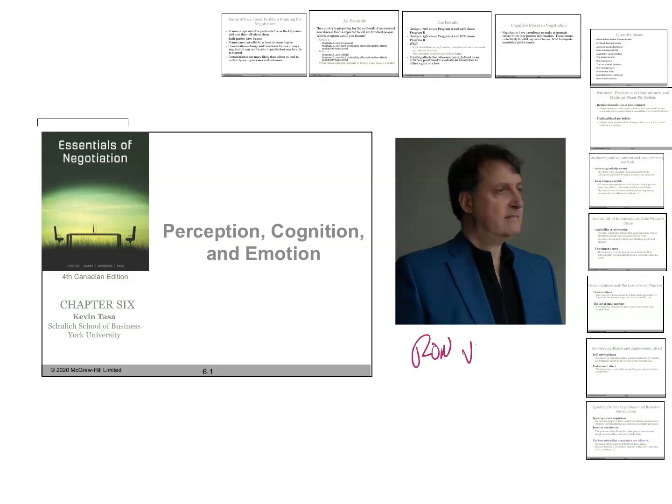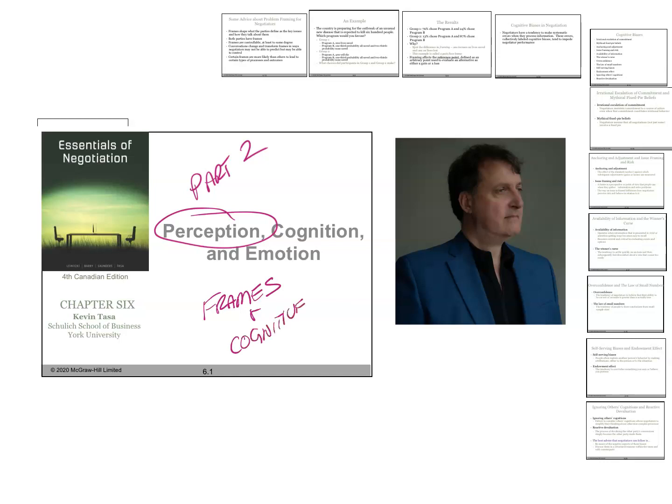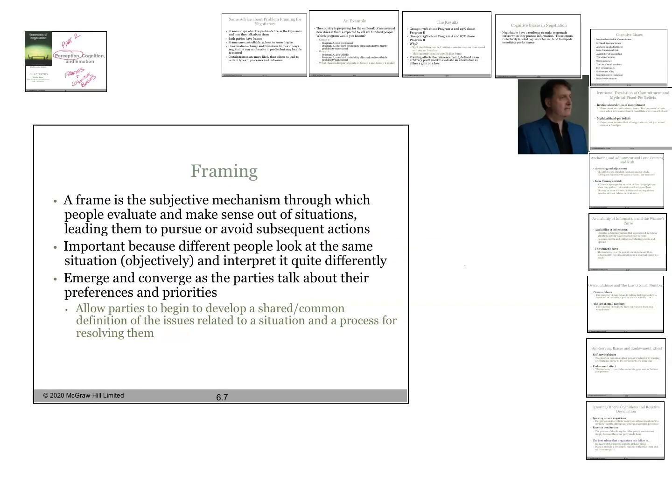I'm Ron Vellen, and this is part 2 of our discussion on perception. In this video, we focus on two main things. The first one is framing and working with frames or mental frameworks during a negotiation. And then we also look at the 12 cognitive biases. So let's begin with framing.